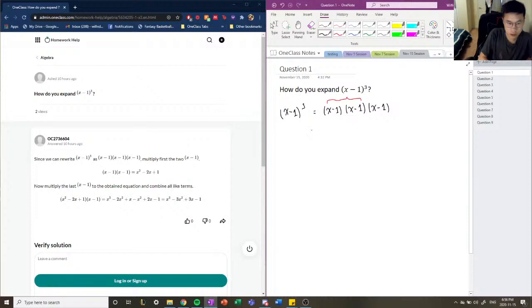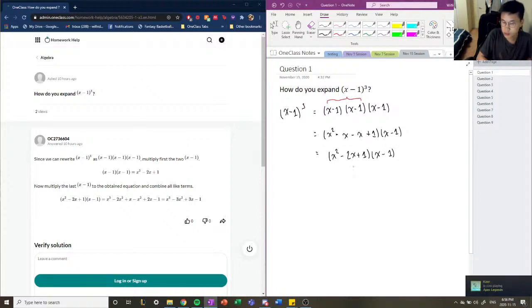So the product of the first terms is x squared. The product of the outside terms, which is x and negative 1, is negative x. The product of the inside terms is negative 1 times x, negative x. And the product of the last terms is negative 1 times negative 1, which is positive 1. Okay, we'll leave the other factor here for now. We're going to simplify this first bracket, which is going to be x squared minus 2x plus 1. And we have not expanded it fully yet. We still have this factor. So we're going to multiply each term in this first bracket with the terms in the second bracket.